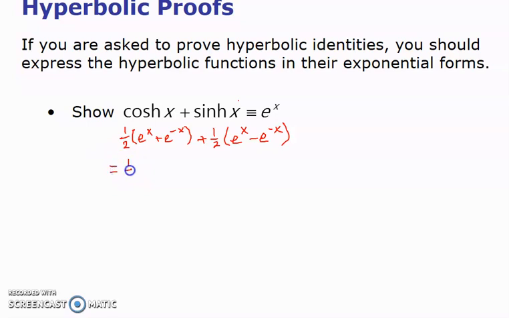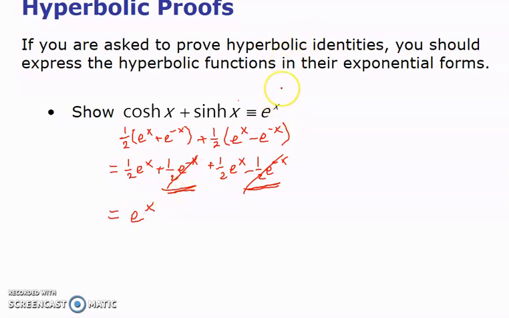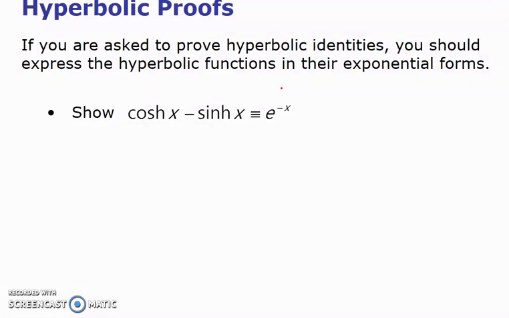And if I multiply out the brackets, I get a half e to the x plus a half e to the minus x plus a half e to the x minus a half e to the minus x. And just looking at that, that's a minus, that's a plus, and they're exactly the same, but they therefore cancel each other out. And what's left is you've got a half e to the x plus another half e to the x, and that is e to the x, which of course is what I wanted. So that's the first one done.